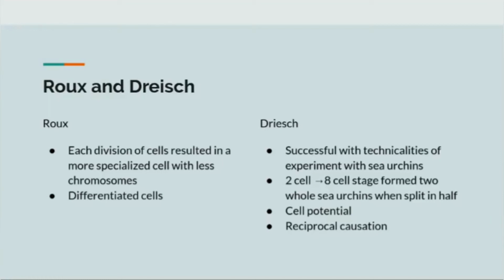Driesch found that when he split the zygote at the 2-cell stage, the 4-cell stage, and the 8-cell stage, each half turned into a complete sea urchin. If Roux's theory was correct, it should have only ever formed half. Thus, he discovered that cells in the early embryonic period are self-organizing. He is thought to have made some of the first modern theories of epigenetics.